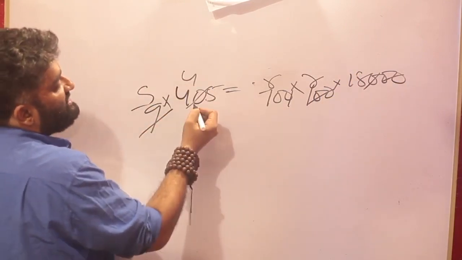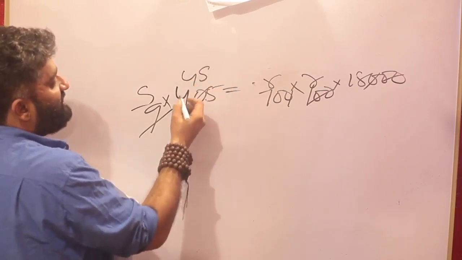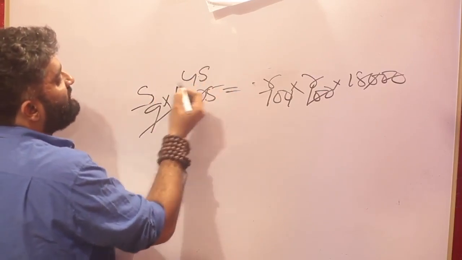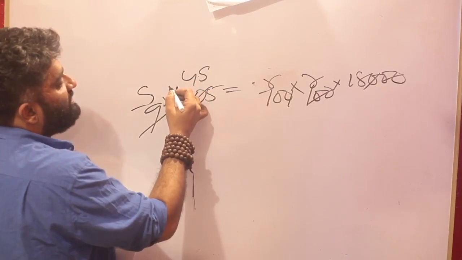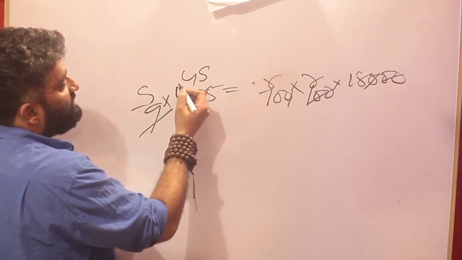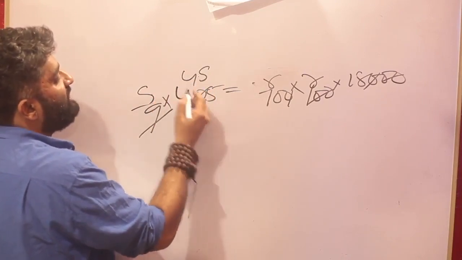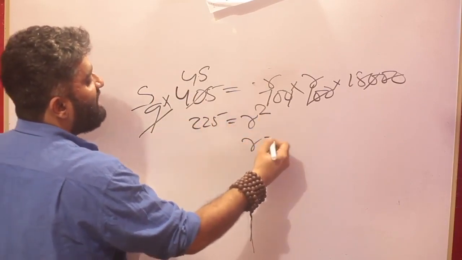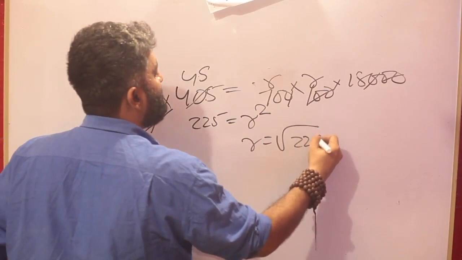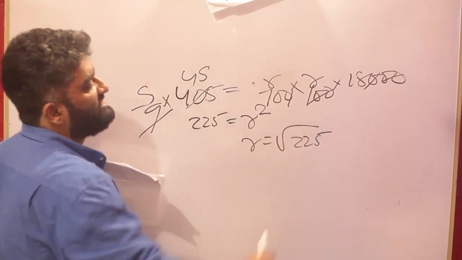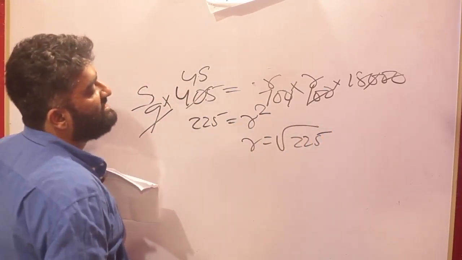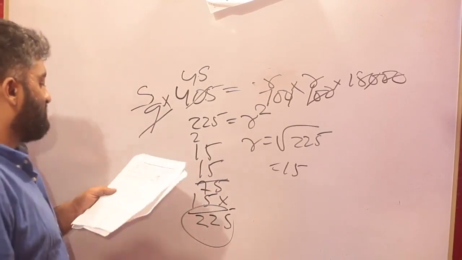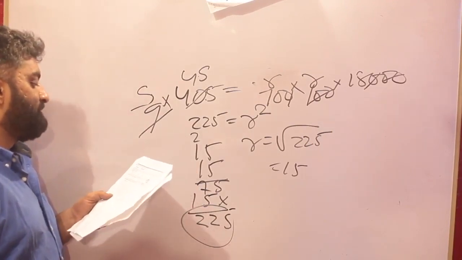9 fours are 36 and 9 fives are 45, right? And 45 into 5. So 45 into 5 would be 225, and this is equal to r square. So r is equal to square root of 225. This should have been easy. 225 is 15 square. The rate of interest in this particular question was 15%.